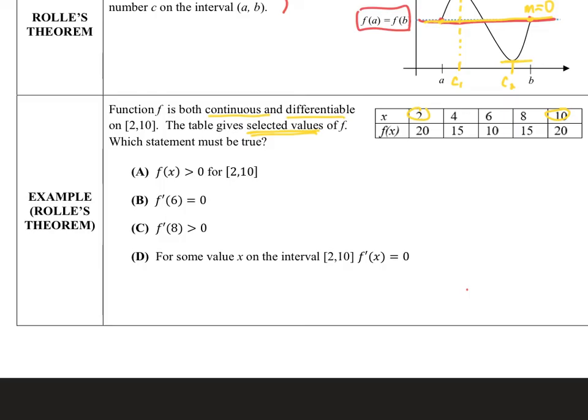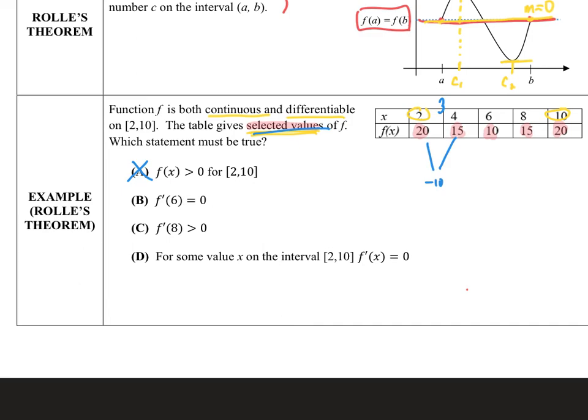And you might mistakenly think that is true because as you look at all of these values, I have a 20, and a 15, and a 10, and a 15, and a 20. You might think, well, those are all greater than 0, so let me say true on that one. However, these are selected values, so we have no way of knowing what's happening in between. So, for instance, at x equals 3, this thing might take a dive, and it might actually jump down to a negative 10, and then back up to the 15, and we have no way of knowing it because these are just selected values. So I'm not going to pick A.